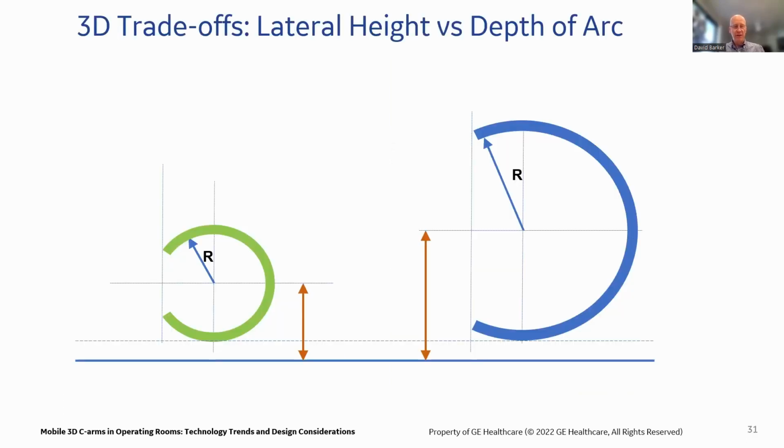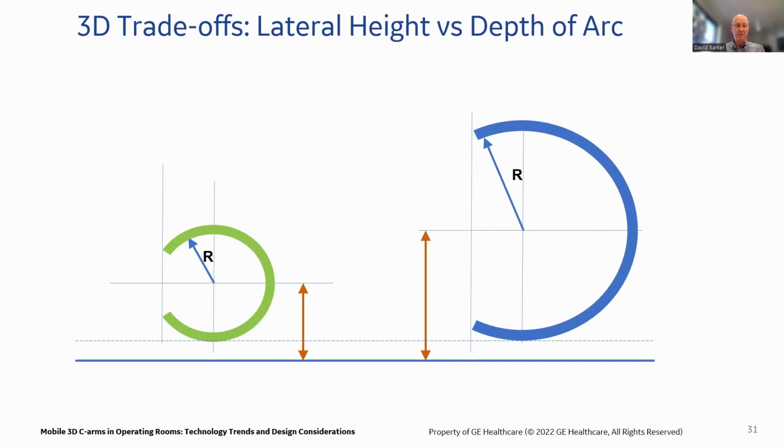Now, there's a trade-off with that. The lateral height is going to be pretty much defined by the radius of the C and the offset. And the bigger I make that, the bigger the lateral height is going to be, because the whole system can be off the floor. So if I shrink the C, I can get the lateral height down. If I got rid of the offset, I can get the lateral height down.